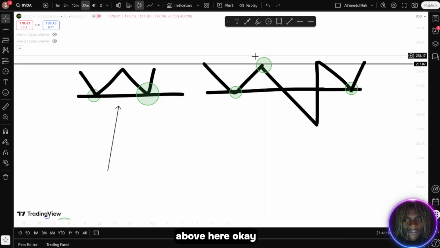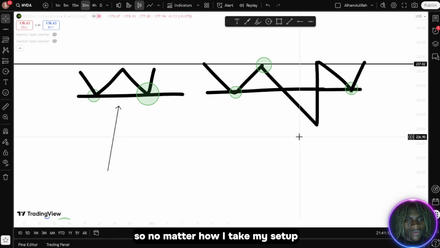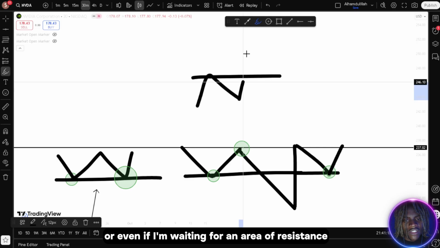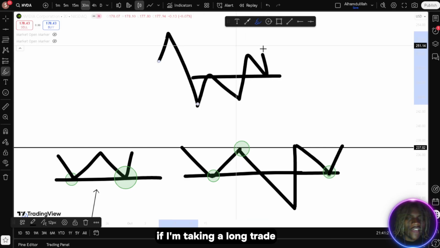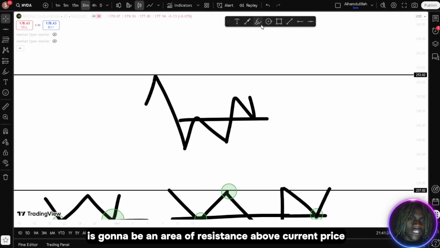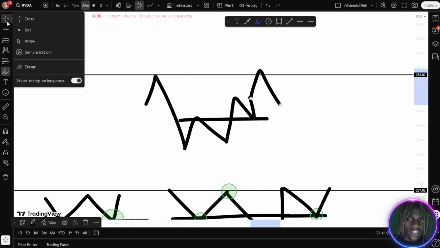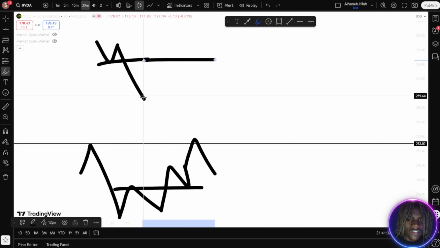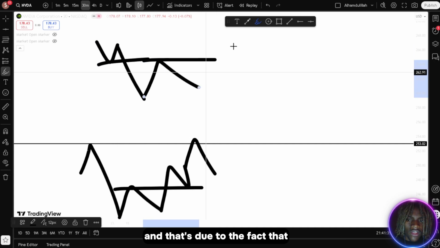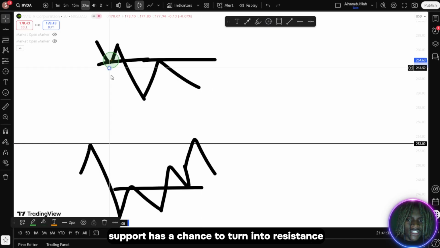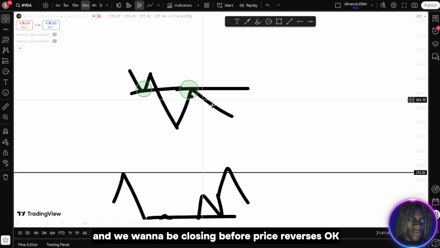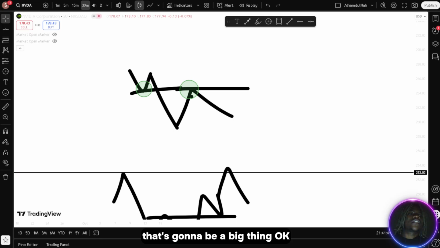So no matter how I take my setup, if I'm taking a long trade, or even if I'm waiting for an area of resistance to turn into support, my take profit is going to be an area of resistance above current price, or an area of support above current price. That's due to the fact that support has a chance to turn into resistance, so we know that price could potentially reverse there too. We want to be closing before price reverses. Once again, you want to close before price reverses. That's going to be a big thing.